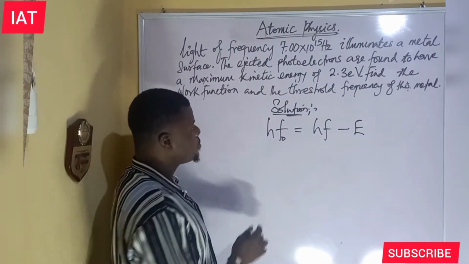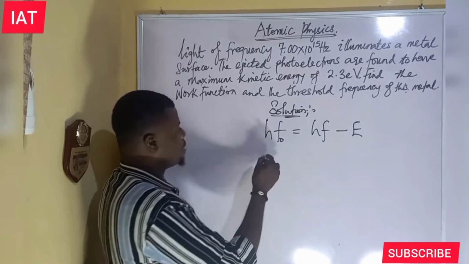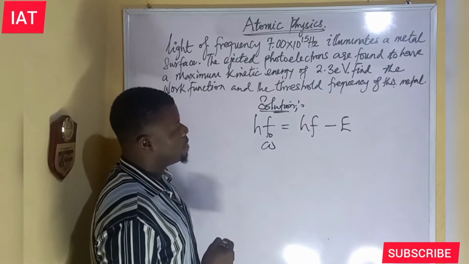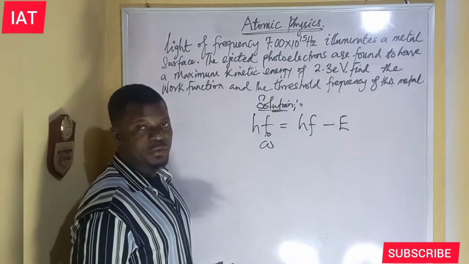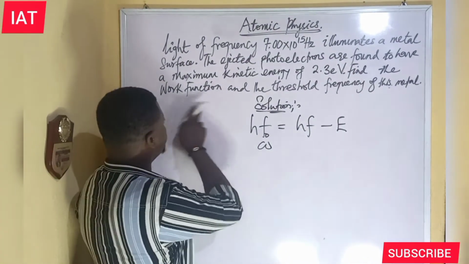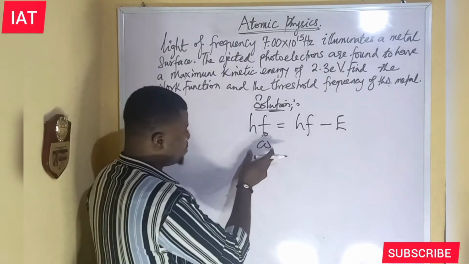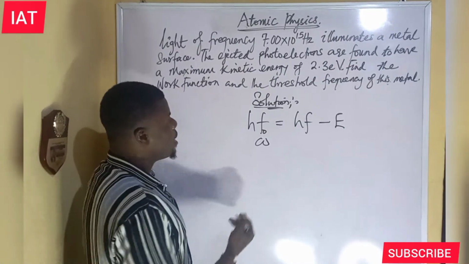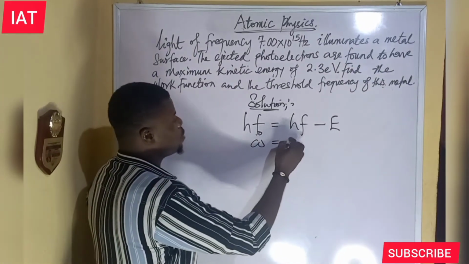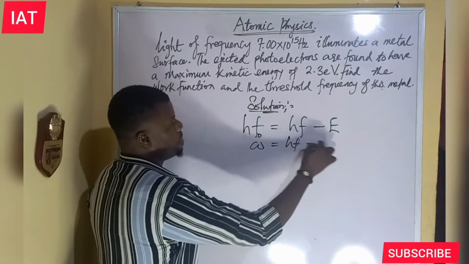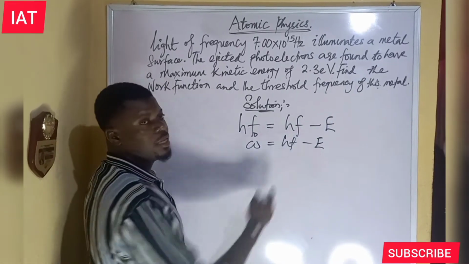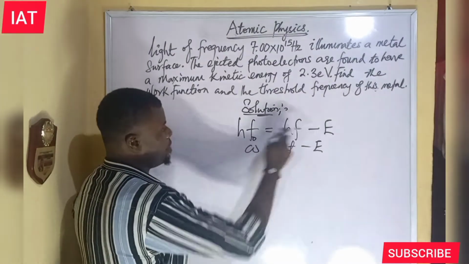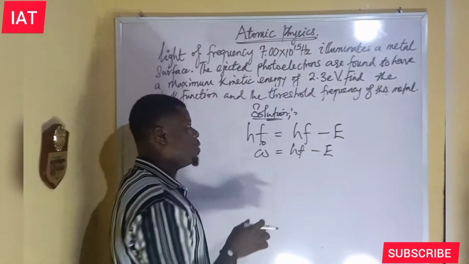The whole of this parameter, some books represent as omega. This omega represents the work function. Either you place it like this or like this, it means work function. And then this is equal to hf minus E. E is the maximum kinetic energy. And then hf, you have to treat them individually.